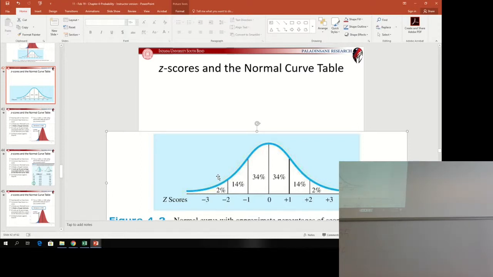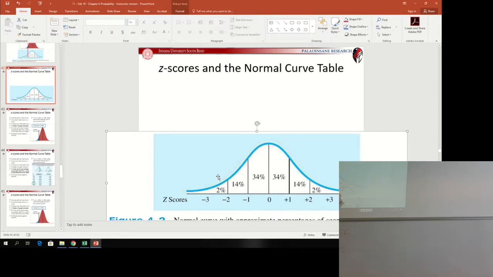So the percent that we're looking for is going to be less than 84%. Sorry, I got that backwards. See, this is why you want to draw it up. So the percent that we're looking for is going to be greater than 84%. And the percent that we're looking for is not 2%, right?